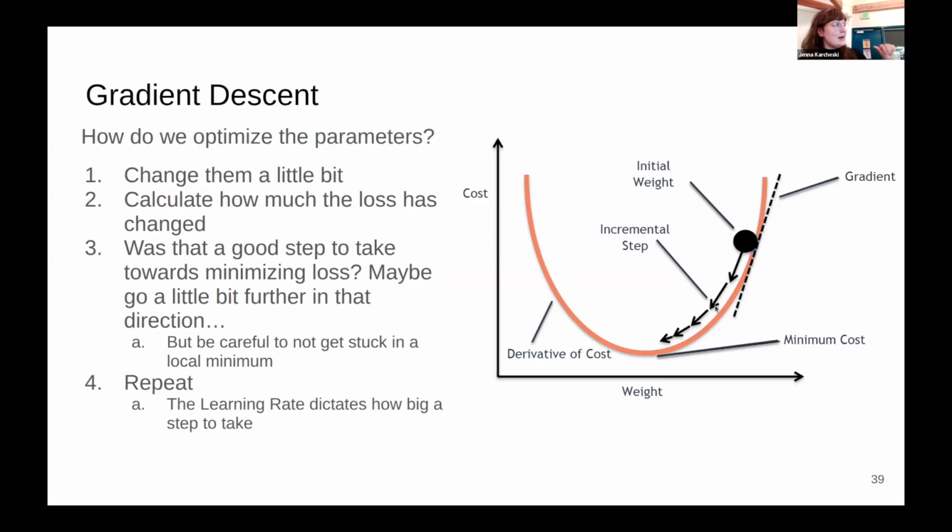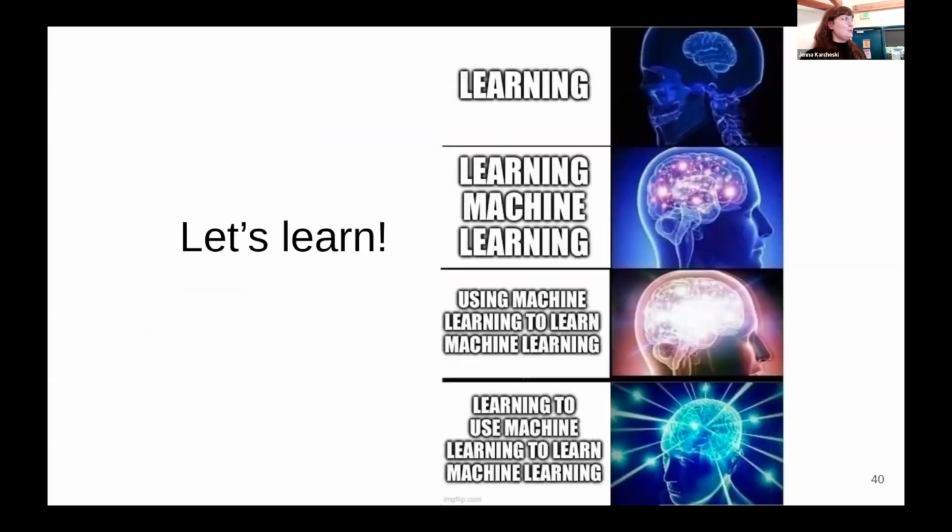The learning rate dictates how far we actually get to go on each step. And this is why I learned neural nets take so long to train, because you have to tune so many parameters at once, take little baby steps in each of them. And it's usually a very slow process. But let's try to do it together.